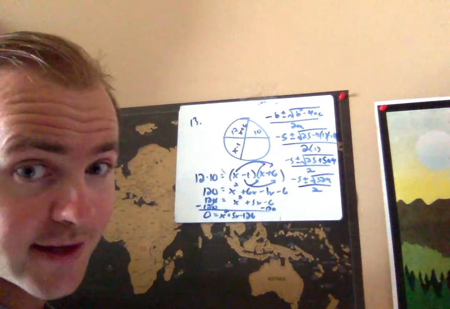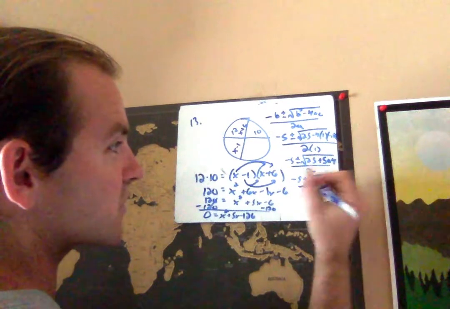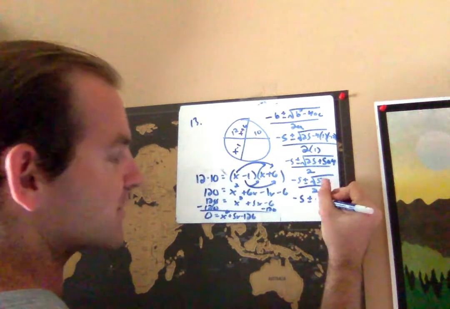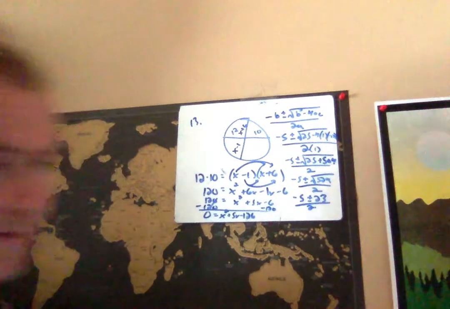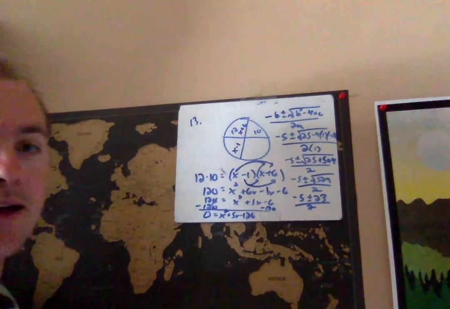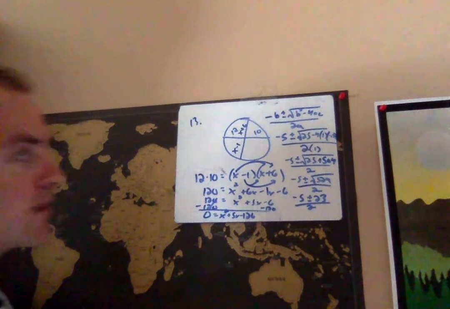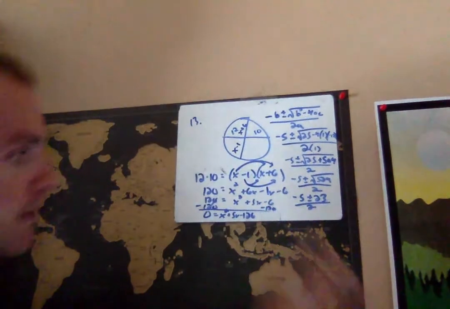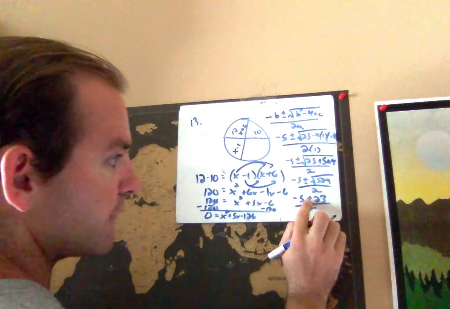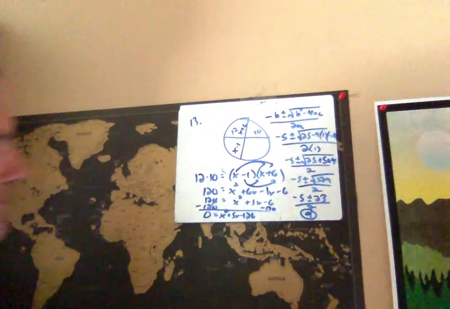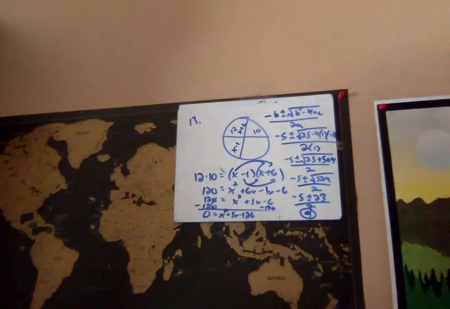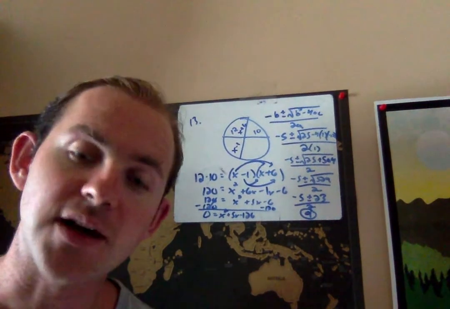And this is actually really nice because 529 is a perfect square. So I got negative 5 plus or minus 23, all over 2. And in this case, because we need a positive value for x, it wouldn't do to have a negative length. We're only going to use the plus. So negative 5 plus 23 is 18. 18 over 2 is 9. Bam. So again, the reason this is extra credit is it's a little bit beyond geometry.